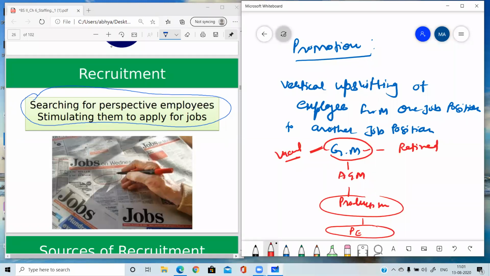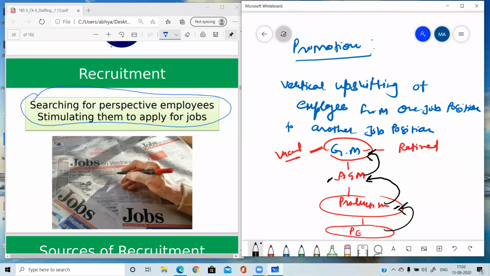If they appoint a new employee, then there may be a risk to the loyalty of the employee, and as this is the highest position in the organization, the new employee may leak the secrets of the organization. So suppose they have chosen the second option. They have taken the employee from the lower level. So this particular person, AGM, will be promoted to the post of GM. In this situation, his post will be vacant, so this person can be promoted to the AGM post. Then his post will be vacant, then this person can be promoted.